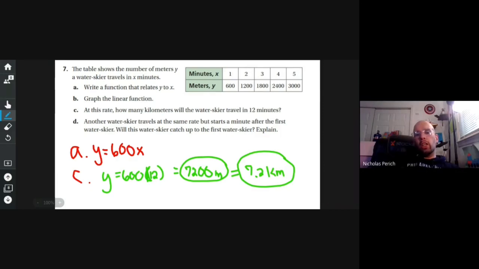A water skier travels at the same rate, but starts a minute ahead after the first water skier. Well, if they start ahead and they go the same speed, will this water skier catch up to the first water skier? Absolutely not. Because if they go at the same speed, they're just going to go, and the one guy is just going to stay behind each other. No. Terrible question indeed.